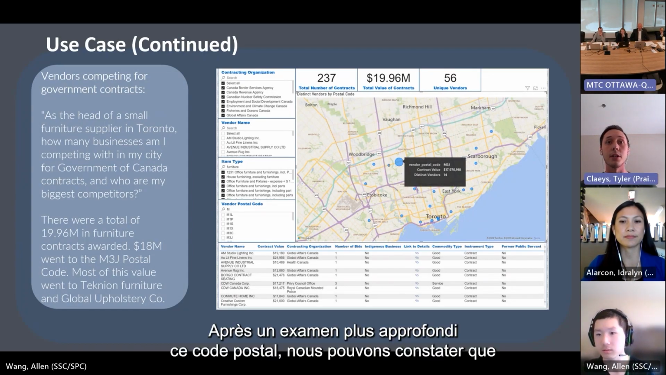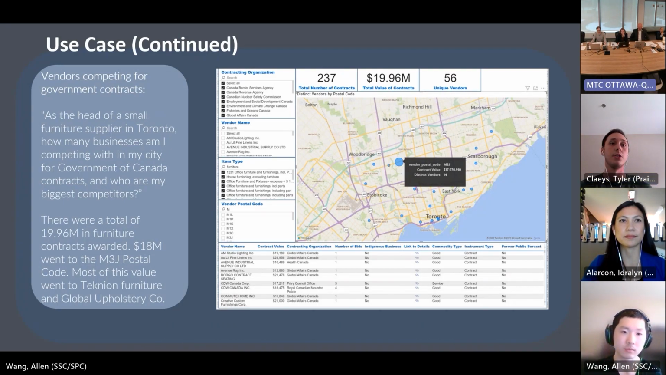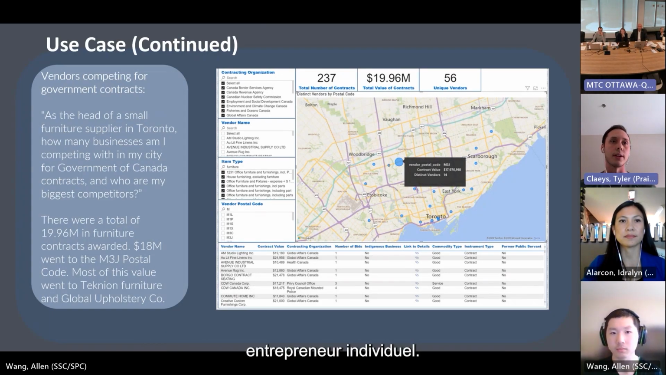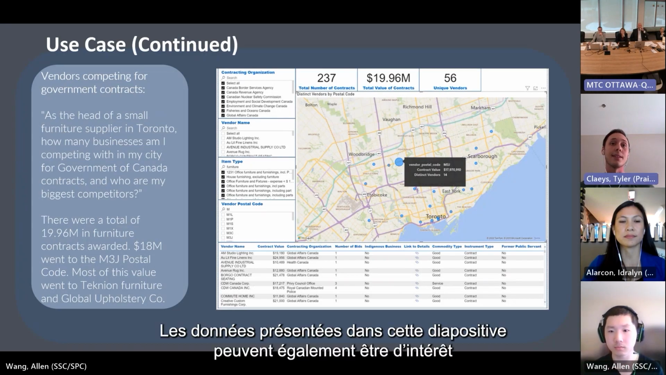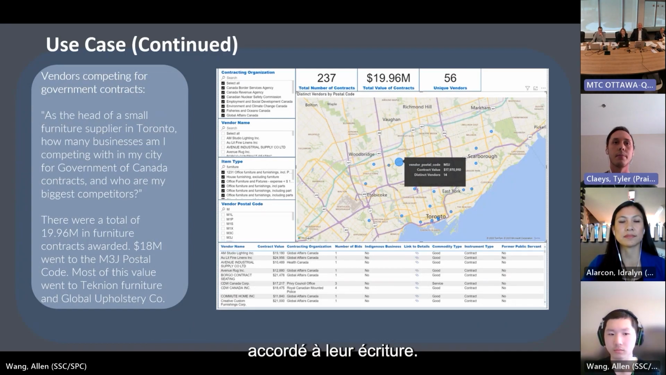Upon further examination of that postal code, we can see that there are 14 distinct vendors splitting $18 million in contracts. Drilling even deeper, we can find that most of this value is given to one individual contractor. The data presented in this slide can also be of interest to members of Parliament, allowing them to better understand what funding has been awarded to their riding.